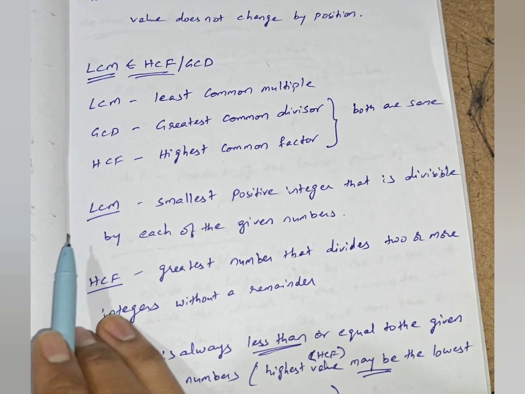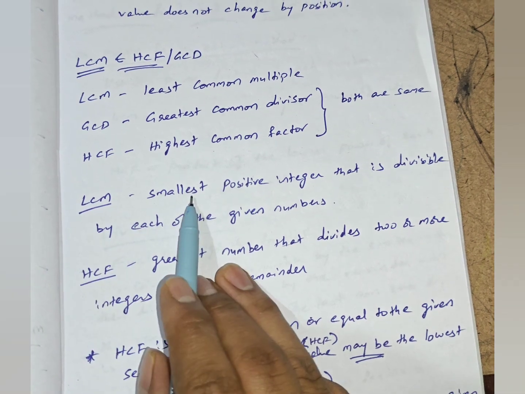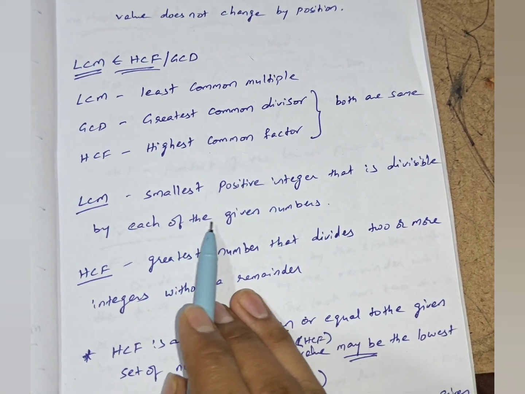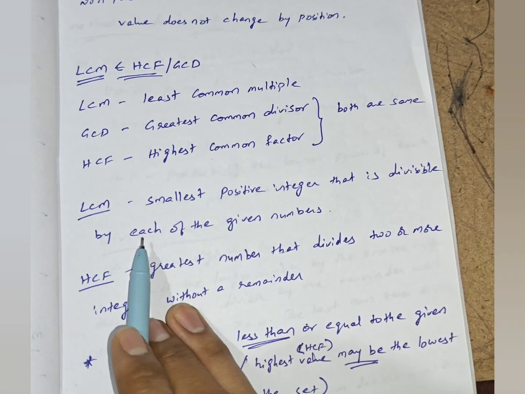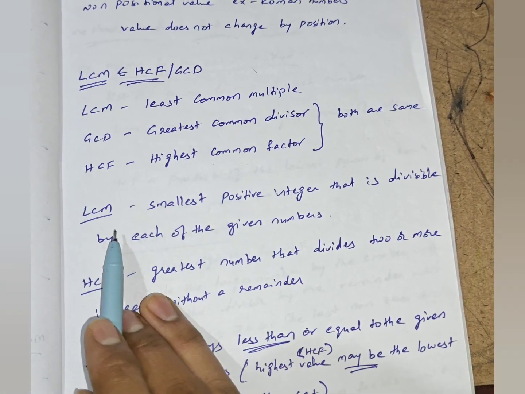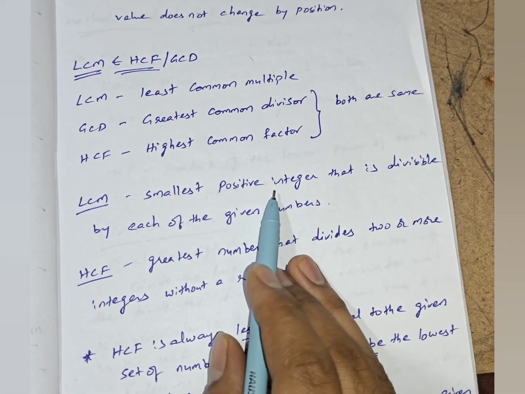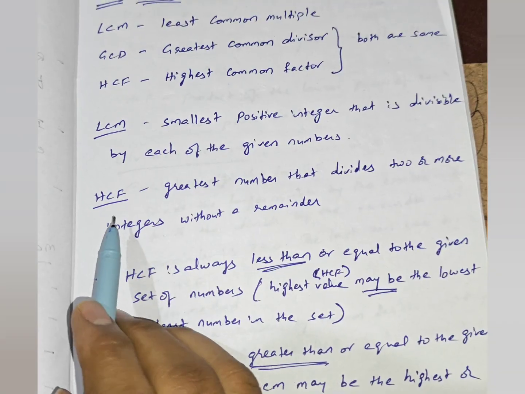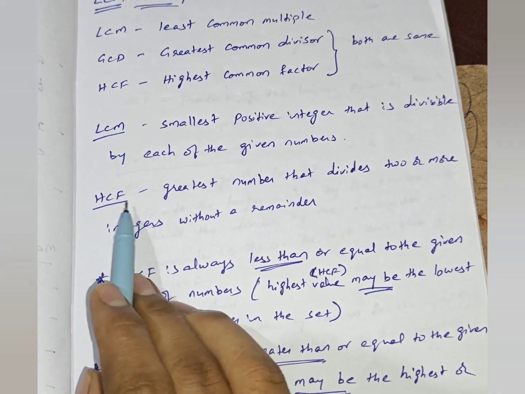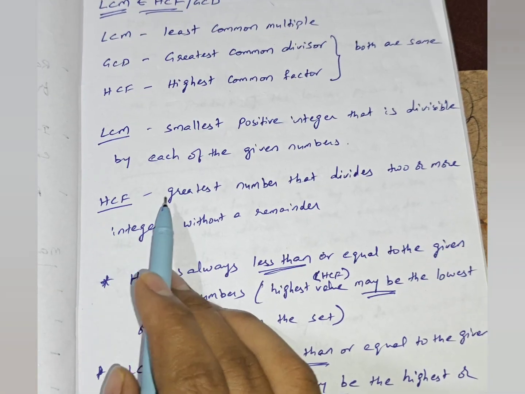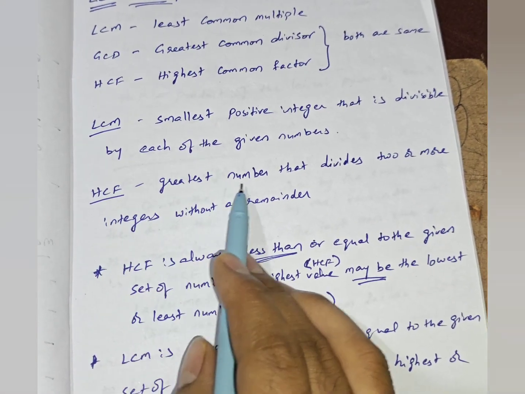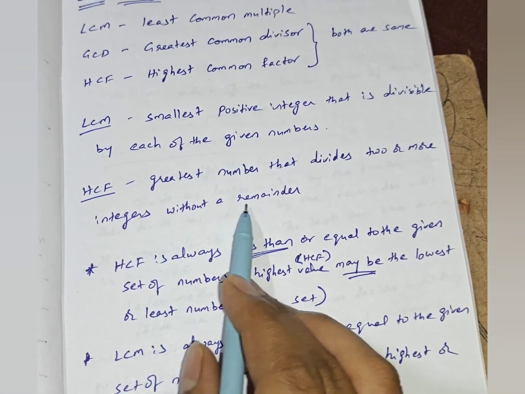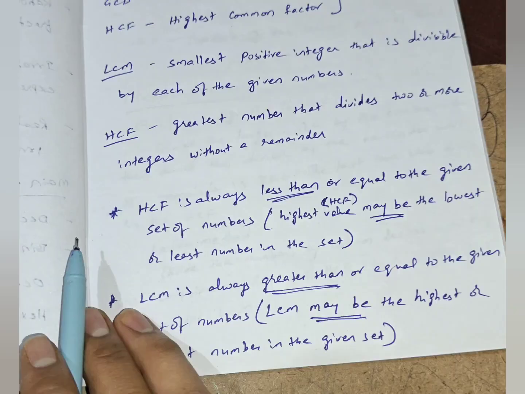What is LCM actually? LCM is the smallest positive integer that is divisible by each of the given numbers. Say for example, a set of numbers is given. What is the smallest positive integer with which each and every number is divisible? And what is HCF? HCF, the full form is highest common factor. That means the greatest number that divides two or more integers without a remainder.